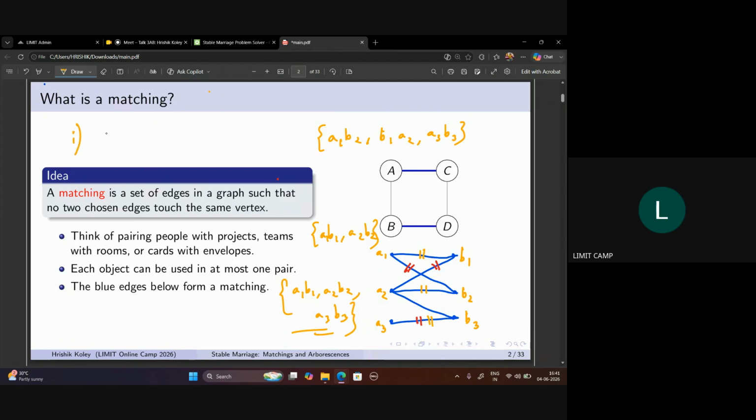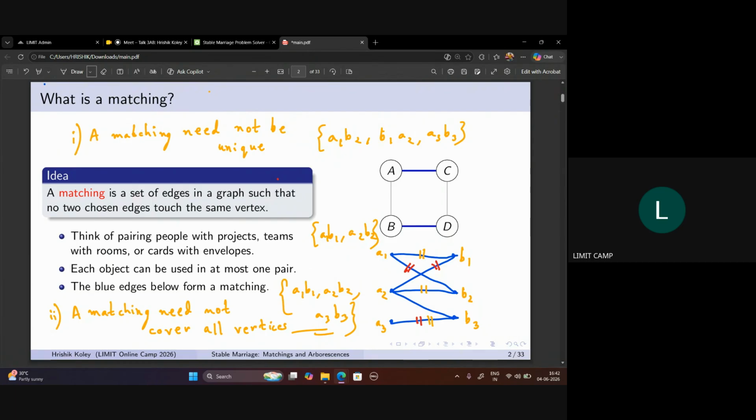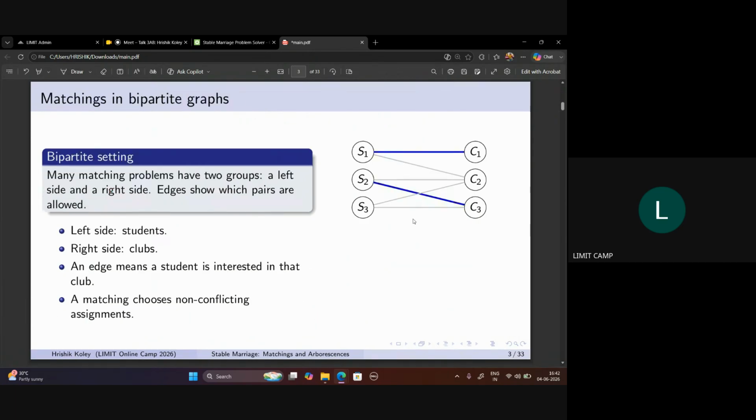So one matching need not be unique, and a matching need not cover all vertices. Yeah, so that is a matching.